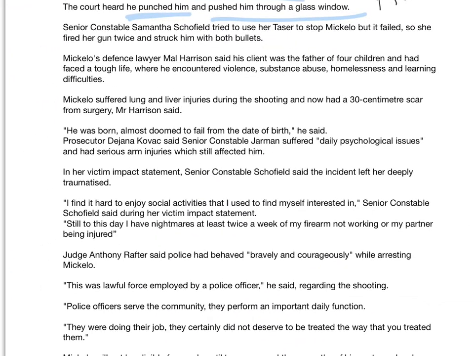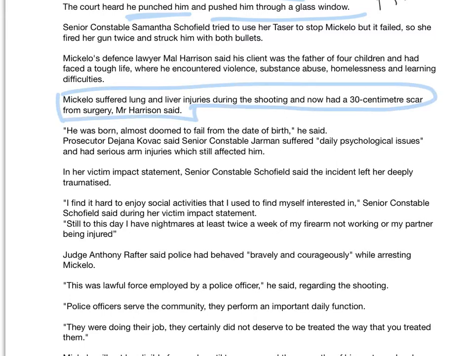Mal Harrison says he suffered lung injuries during the shooting and now has a 30-centimetre scar from surgery. Why is that relevant? They're trying to use that as a mitigating factor in the sentence. They're trying to say, look, he's actually suffered already from this, so please don't give him as much as you want to give him. That's the idea. Then it continues.